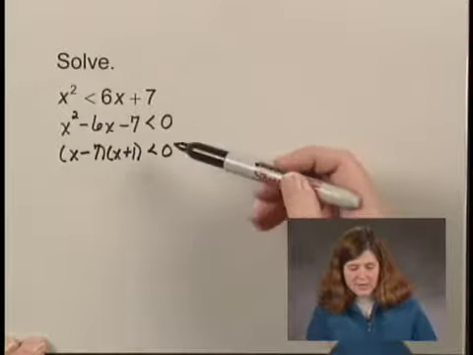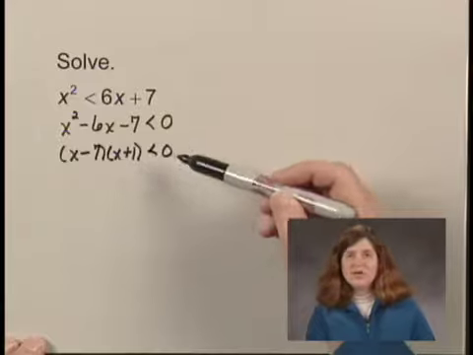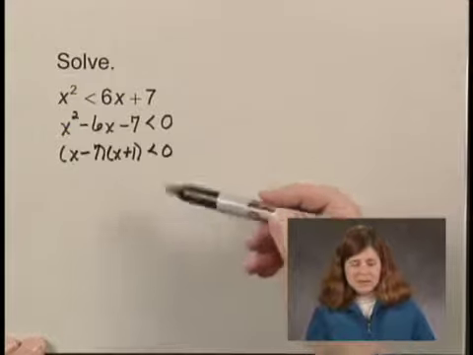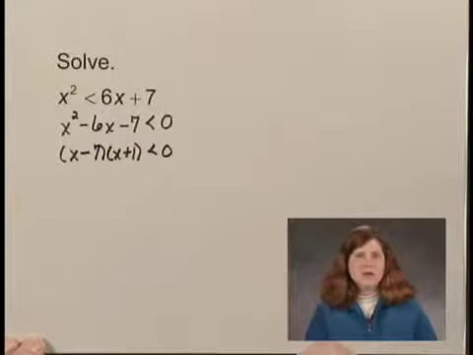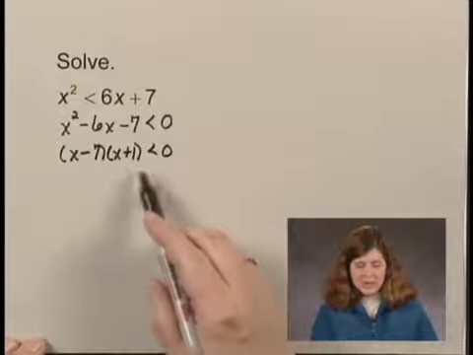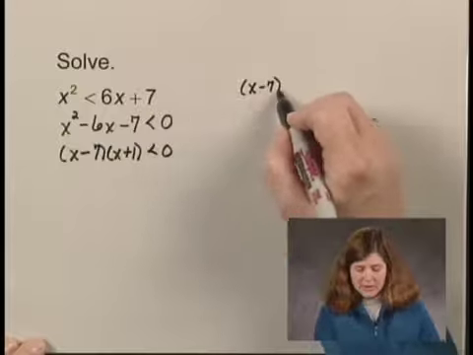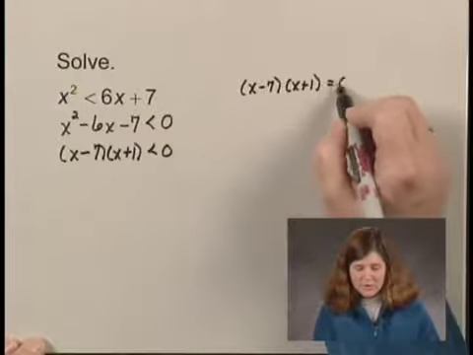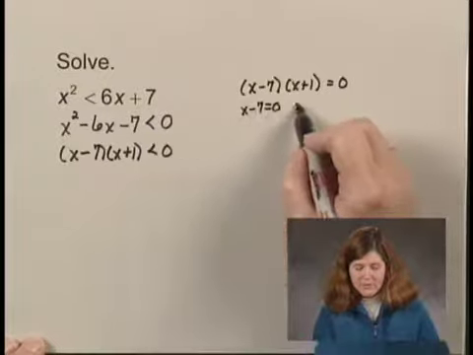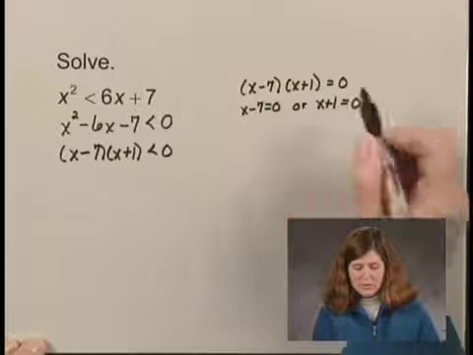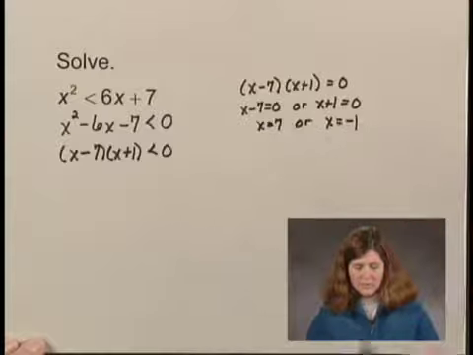Now, since a value can change from less than 0, which is negative, to greater than 0, which is positive, only by becoming 0, I'm going to solve this for 0 and then test intervals on either side of the points that make this expression 0. So I set x minus 7 times x plus 1 equal to 0. And solving that, I would get x minus 7 equals 0, or x plus 1 equals 0, which means x equals 7, or x equals negative 1.